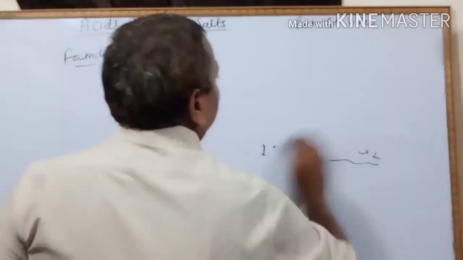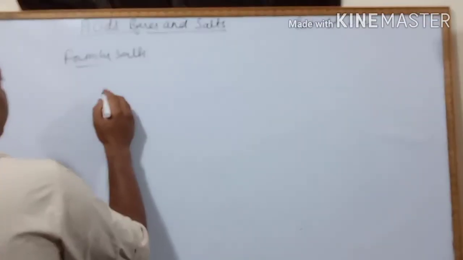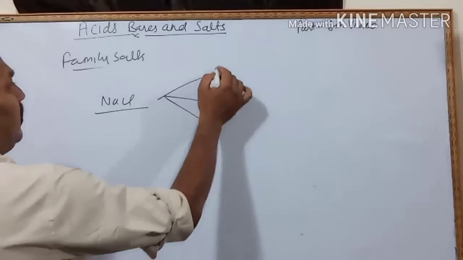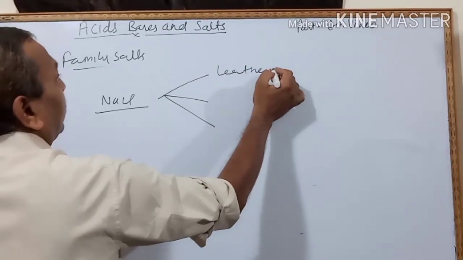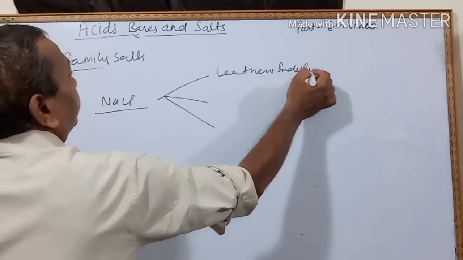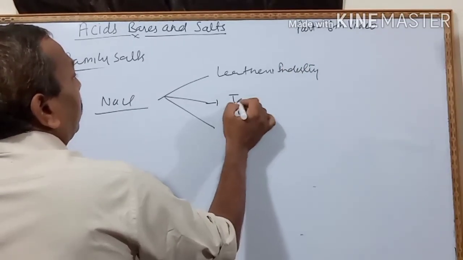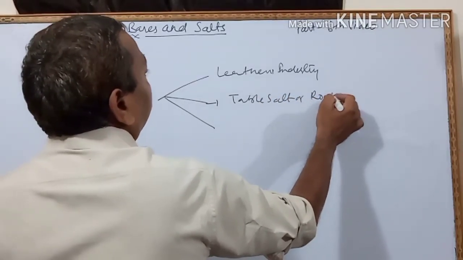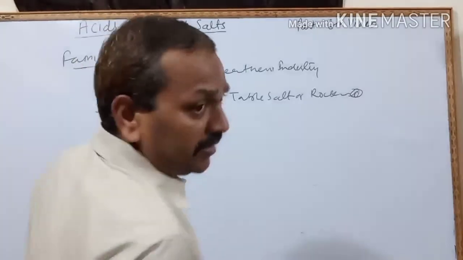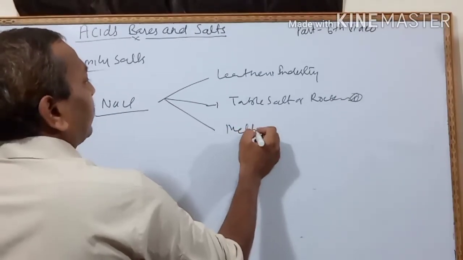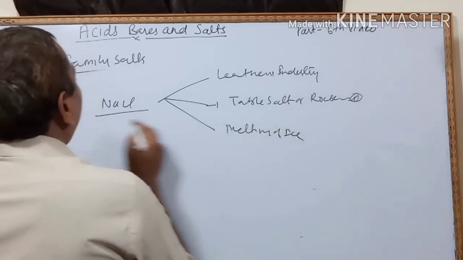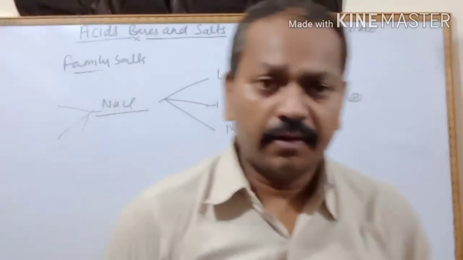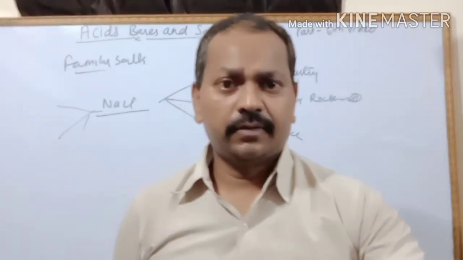Now one is left, the last one, that is sodium chloride. It is obtained through the water crystallization method and used in the leather industry, as table salt or rock salt, and for melting of ice, and in many other uses. So in this way we have covered all the hydrated salts and family salts.